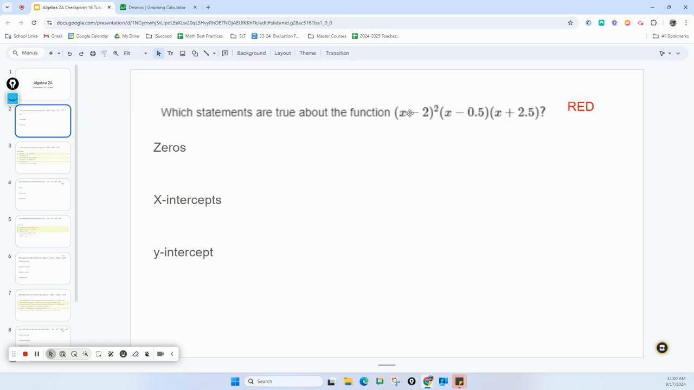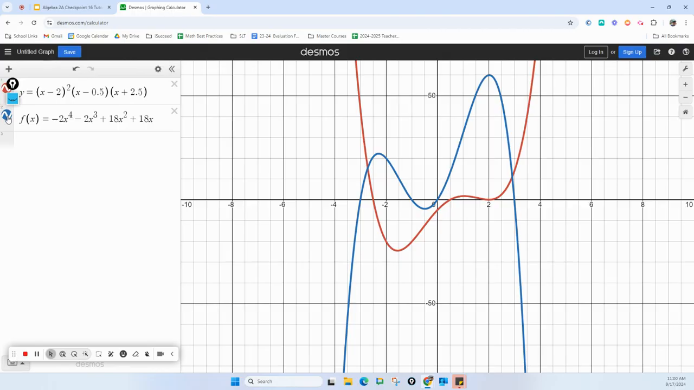In this problem, it's given us this type of function and a list of information, and we're asked to find which is true about this given function. We are asked to find the zeros, the x-intercept, and the y-intercept. First things first, I have gone into Desmos and graphed this function. You are always welcome and encouraged to use any tool that you want, including a graphing calculator.